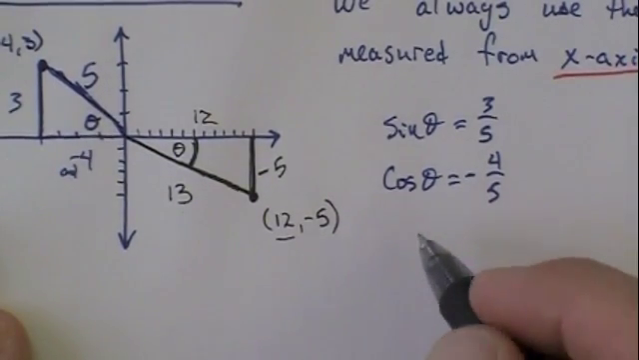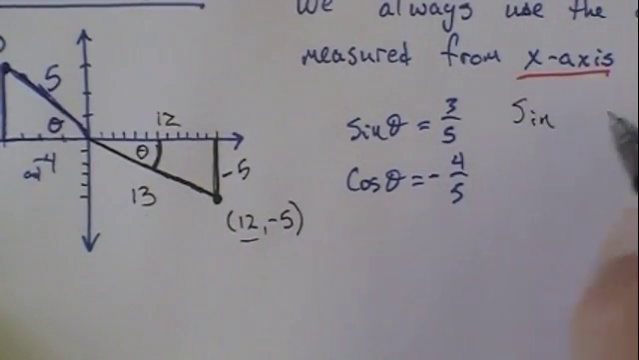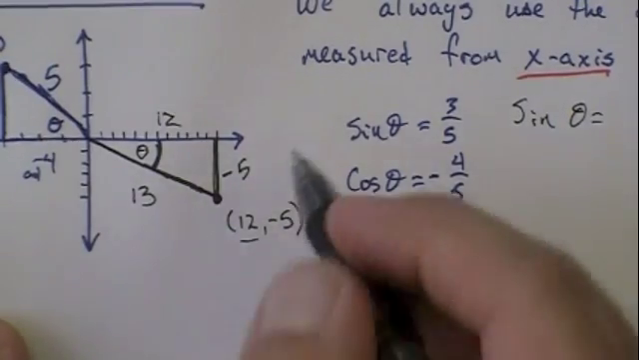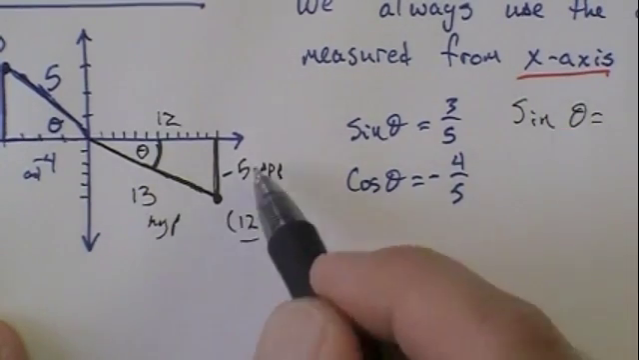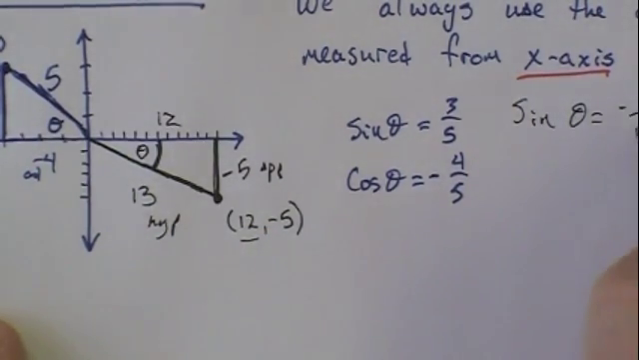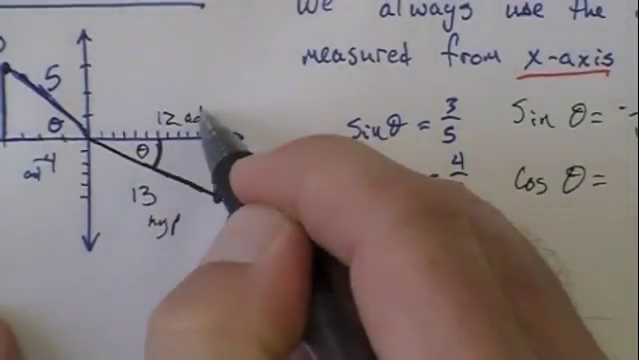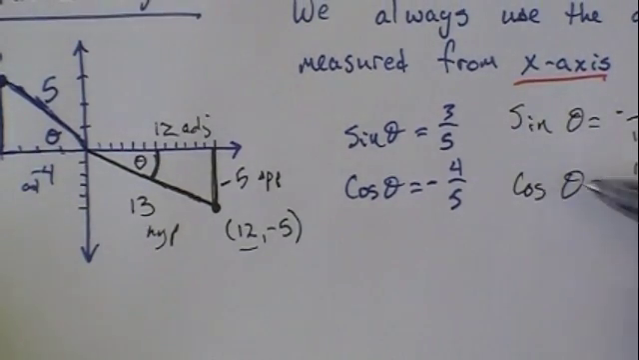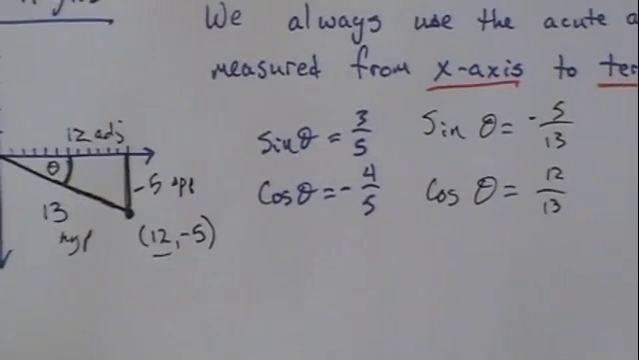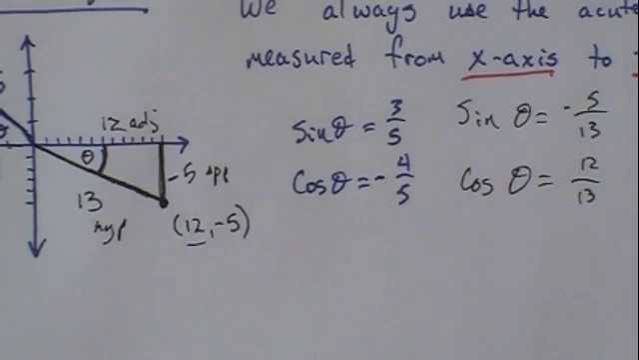Now let's look at our sine value here. We're in quadrant 4. So the sine of theta, here's our opposite, and here's our hypotenuse. It's going to be negative 5/13. Whereas the cosine, here's our adjacent side, is positive 12/13. In quadrant 4, our cosine value is going to be positive. When we're setting up these triangles, always pay attention to what quadrant you are in.